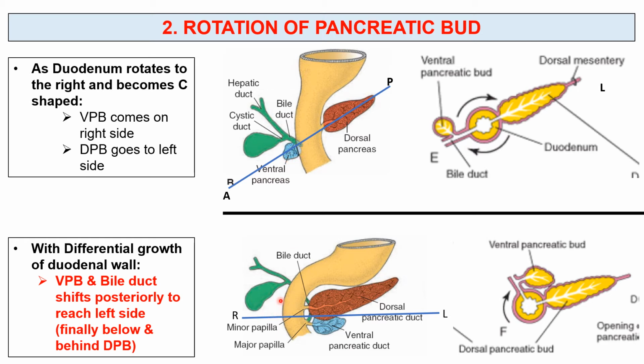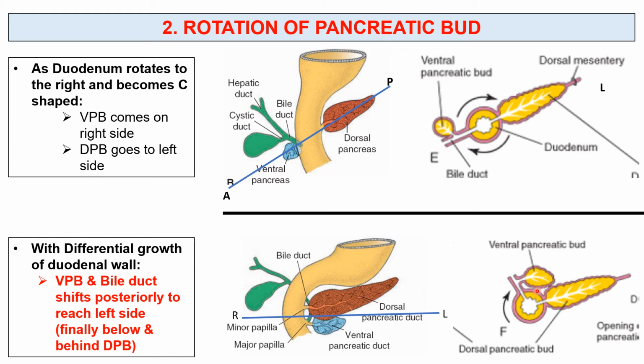They shift posteriorly. They shift posterior to the duodenum and finally reach below and behind the dorsal pancreatic bud. So the dorsal pancreatic bud stays in its position, that is on the left aspect of the duodenum. The ventral pancreatic bud, which was on the right side, shifts along with the bile duct to reach the left side of the duodenum and will be located below and behind the dorsal pancreatic bud.